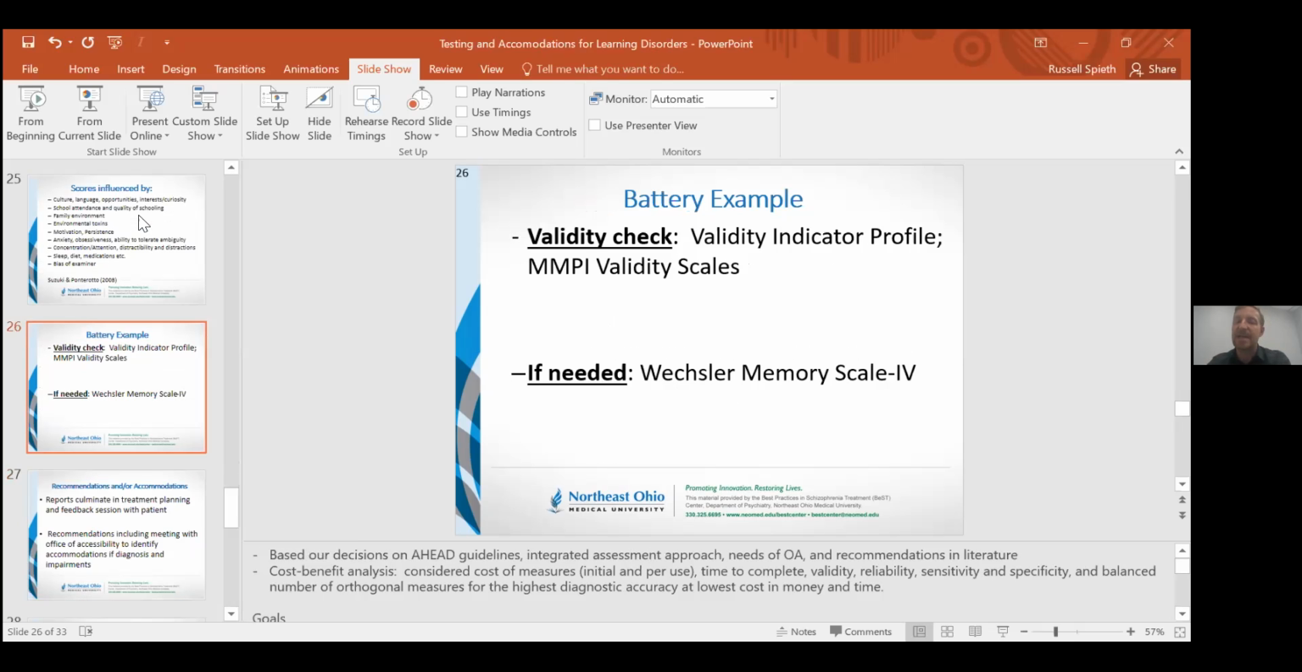More of a battery example are validity checks. So again, I mentioned that there can be some benefits to getting time and a half on tests. Like imagine those of you who took the MCAT or the LSAT or the GRE, if you'd had time and a half on that, that could be beneficial, right? So you may be trying to do that. You don't want to go in with the mindset that people are trying to game you, but it's possible. So it's good to have validity checks to determine whether or not people are malingering or faking bad. Also, if you think it's perhaps a memory issue, you may want to use the Wechsler Memory Scale.